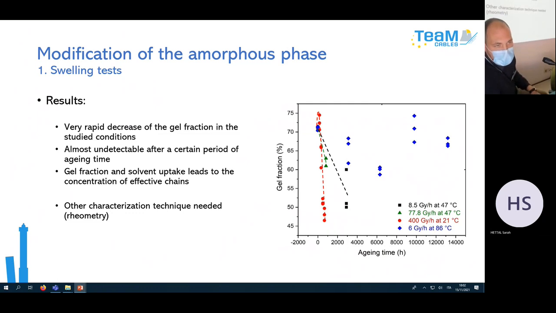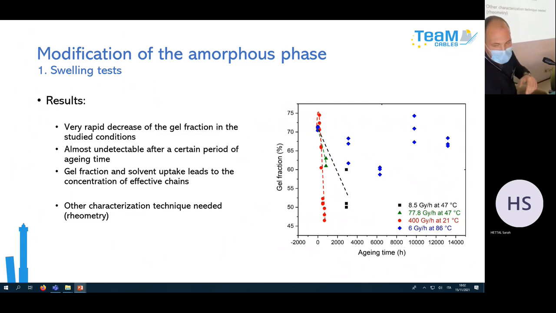In the condition that we studied in the project, we observed that the very early time of aging will produce samples that are readily soluble in the solvent. Basically, we cannot characterize the gel property of the material because the transition reactions are too high to get at the end a gel sample. So basically, we had to switch to another characterization technique in order to calculate the concentration of effective chain inside the material.